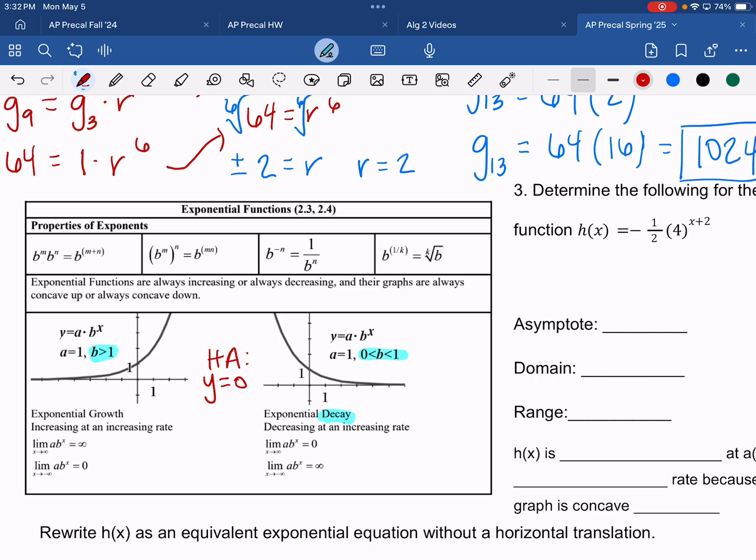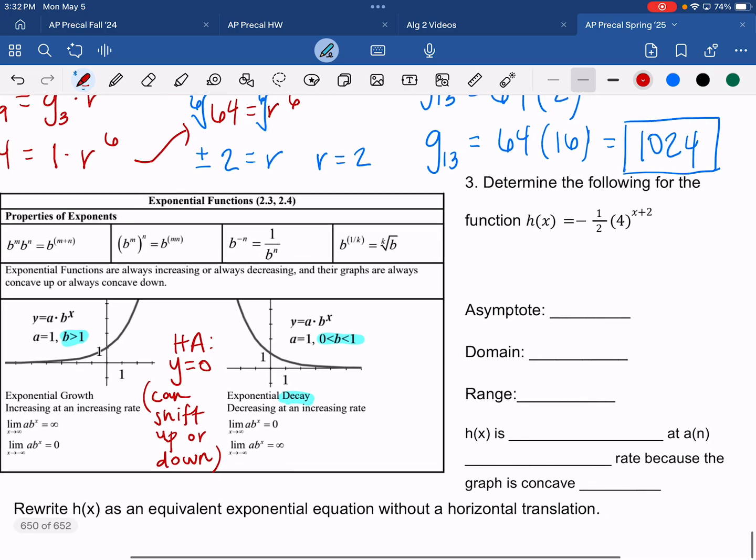What transformation can change the horizontal asymptote? Vertical shift. Right, vertical shift is the only thing that can do it. So this can shift up or down, and that's it. If the graph reflects or shifts left or right or gets stretched or compressed, it doesn't change the horizontal asymptote. We just need to make sure before we say it's 0 that it didn't shift up or down.